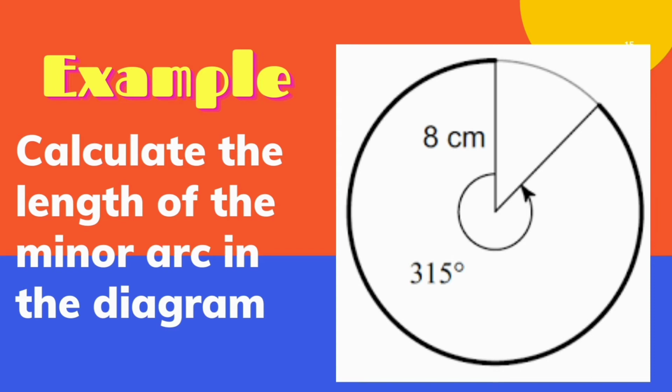Next, we are to calculate the length of the minor arc in the diagram you see on the screen. However, you were given the angle subtended by the major arc. And so how do we calculate the length of this arc?